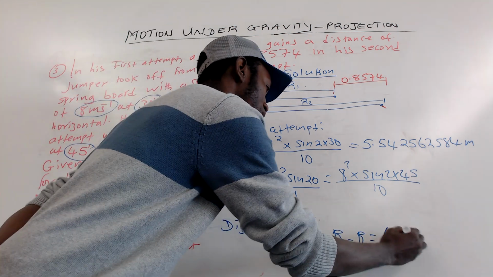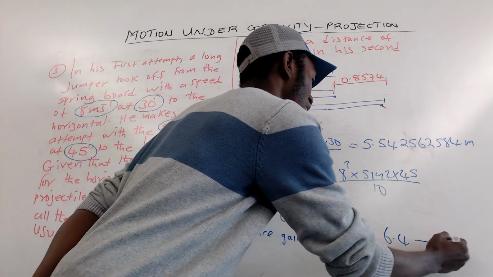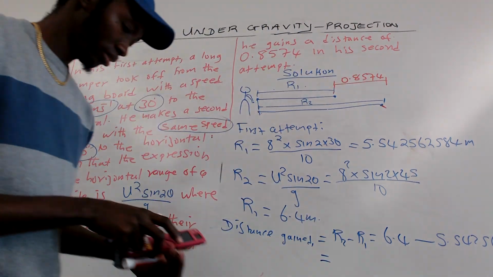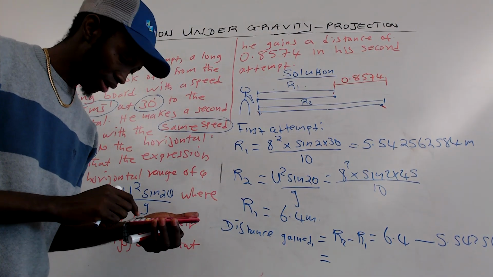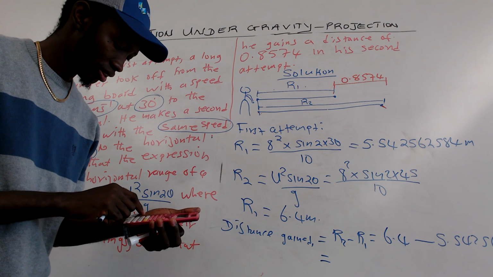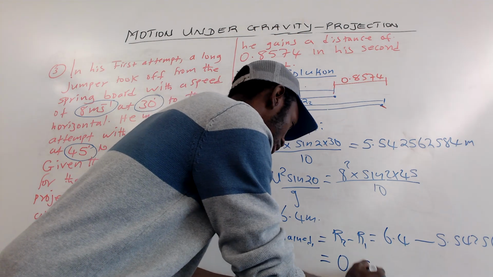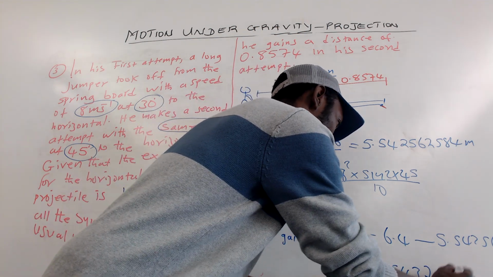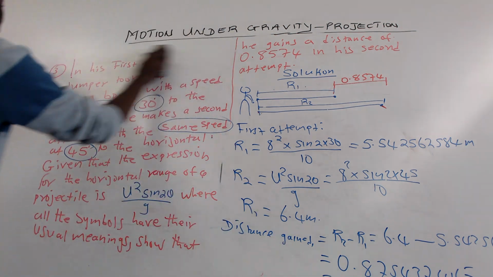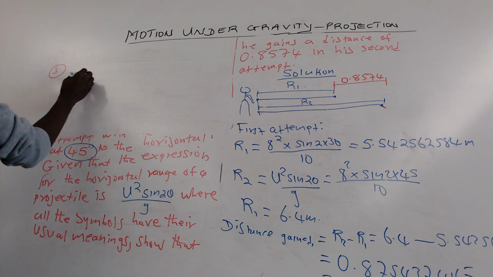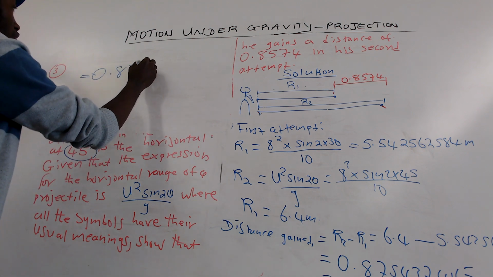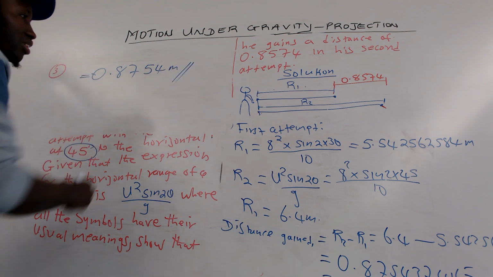So R2 is 6.4 meters minus R1 is 5.542562584. So when we subtract the two, 6.4 minus 5.542562584, the distance is 0.875437416. So approximately we can just leave it. So the distance this man gains is going to be 0.8754 in 4 decimal places. So this is the distance gain.